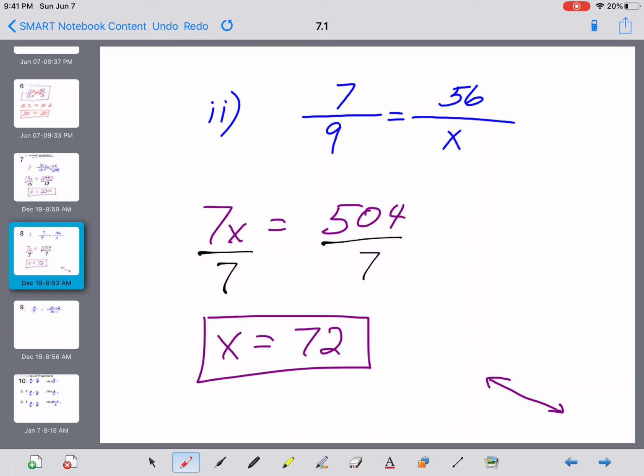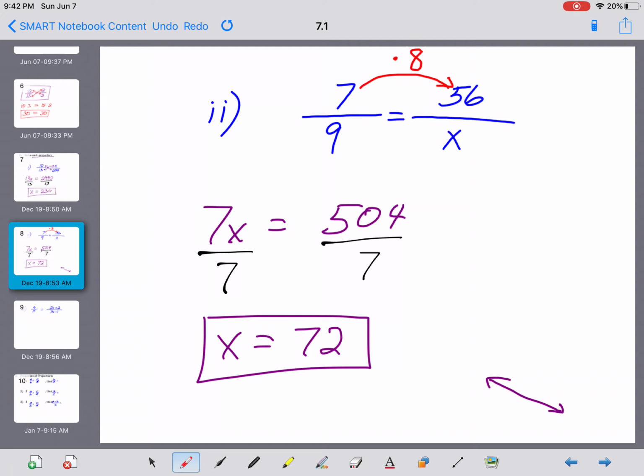If we take a look at the numerators, we have a 7 on the left and a 56 on the right. And if you ask yourself, how did they get from 7 to 56? What they really did is they multiplied that 7 by 8. That got you to 56.